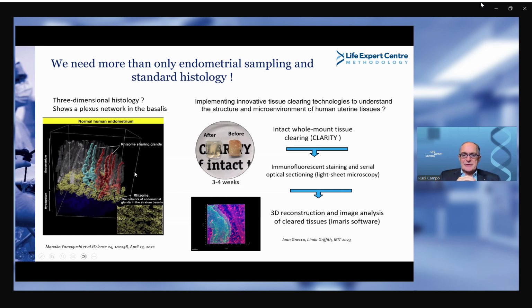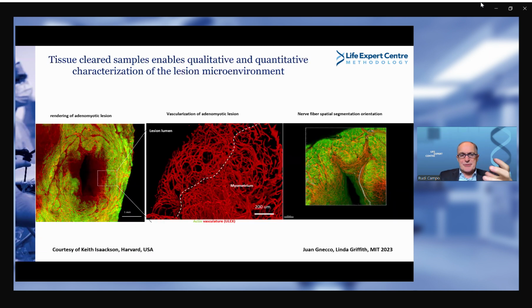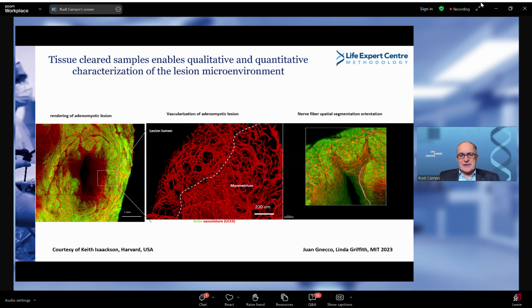But even more interesting is the work of Juan Geneco, Linda Griffith, and Keith Isaacson, in which they take whole tissue, then they do a whole mount cleaning procedure. So you see before and after, immunofluorescence staining, and then 3D reconstruction.